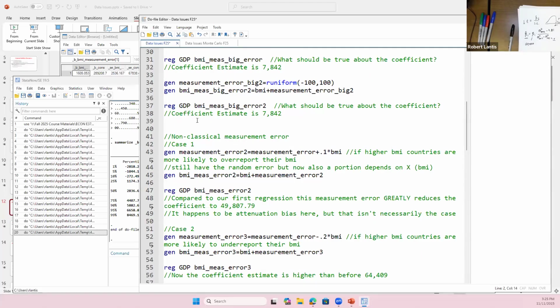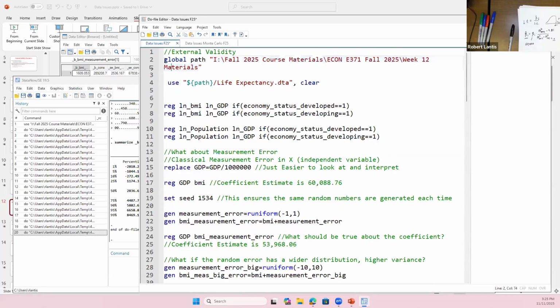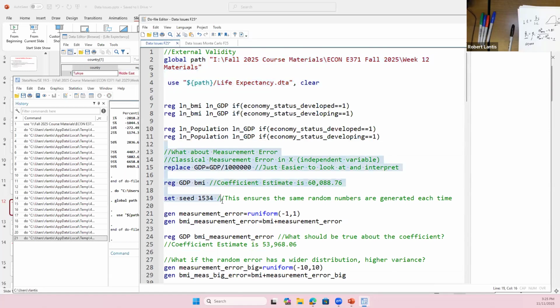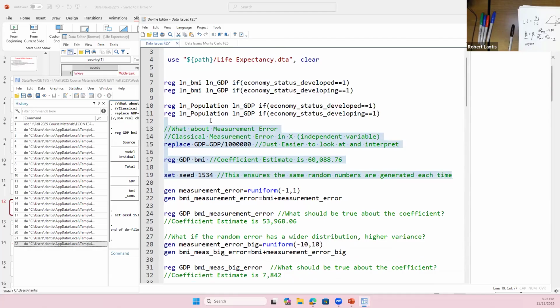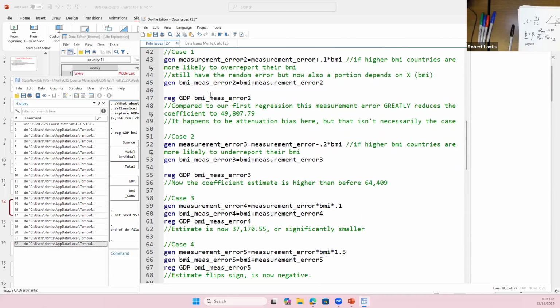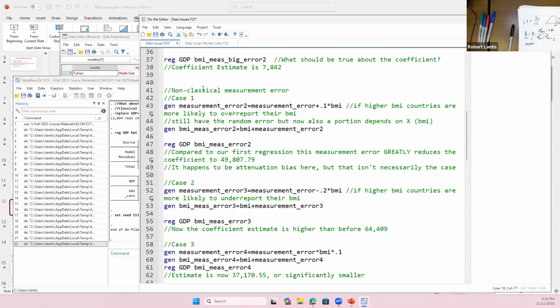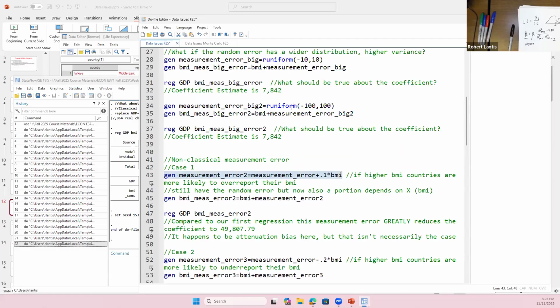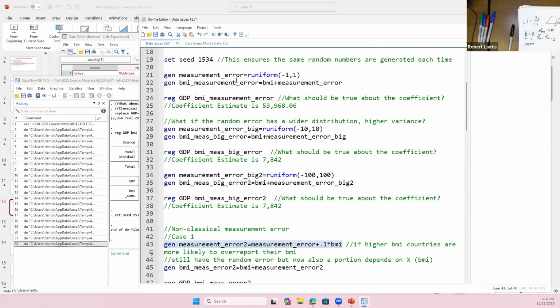So what's an easy way of thinking about this? Excuse me. I'm going to go back up here. I'm going to open that life expectancy data, scale my GDP variable, and set that seed so we're working with the same set of random numbers. And then I'm going to come down here to non-classical measurement error. So I'm now going to create some measurement error. Oh, we have to run that code. Where is it at? Measurement error was from a uniform distribution.